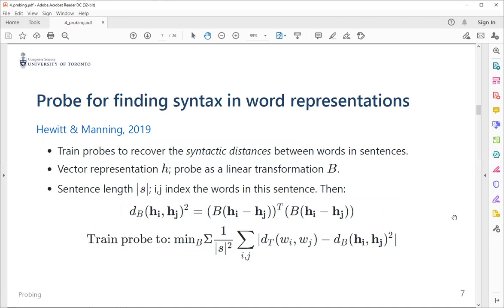Hewitt and Manning in 2019 attempt to find the syntax instead of diagnosing the performance. So finding syntax is slightly different from diagnosing whether these representations contain syntax. And finding syntax tries to recover the syntactic distances between the words in the sentences. The syntactic distance has multiple possible definitions, and they're using the distances on the syntax trees of the dependency parses of those sentences. And they want to let the probing classifiers take in the contextualized representations of these two words and let it predict the syntactic distances.